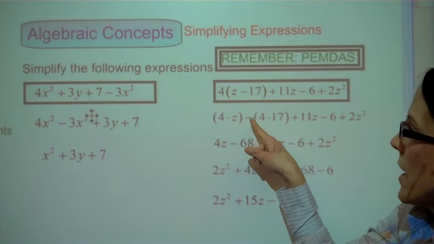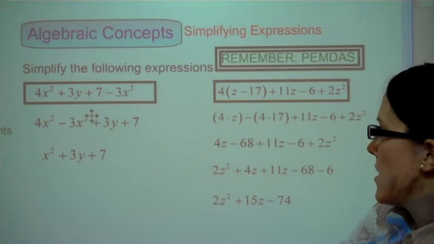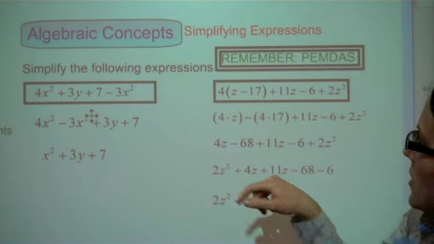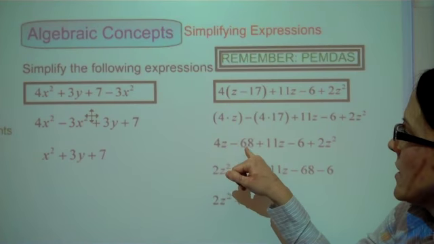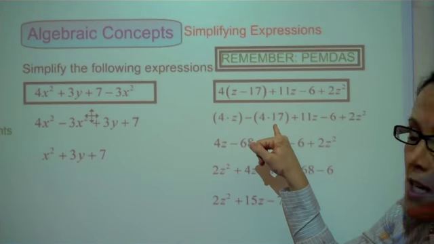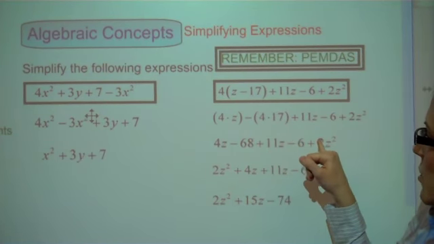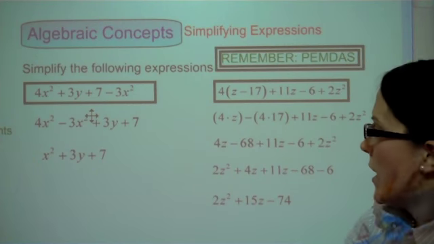4 times z minus 4 times 17. Carry down the rest of the equation. Can we simplify that further? Absolutely. 4z minus 68, 4 times 17. We bring down the rest of the equation. Can we simplify that further?